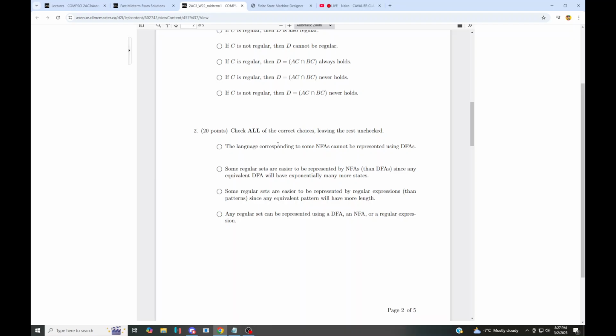Back to all this. The language corresponding to some NFAs cannot be represented by DFAs. Wrong. You can always convert between these two. I'm not making things up there. I feel like I'm going to spread a lie at some point because I forget half the material, but from what I remember, these are completely one-to-one. You can always convert one to the other. It sucks because converting any decently complicated NFA to a DFA can sometimes give you more than double the states. It's awful.